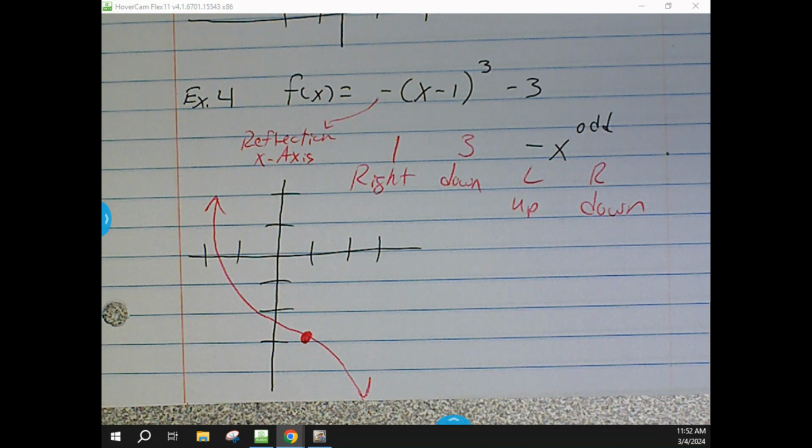And then the last couple things we've got. One last thing. They're going to give you different functions, and they're going to ask you if these functions are even, odd, or neither. And this is really easy stuff on that part. Everybody get on the graph?